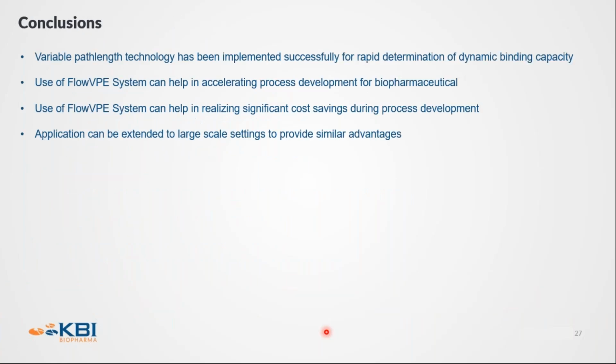To conclude, we have used variable path-length technology successfully for rapid determination of DBC for protein A resins. It has helped us accelerate the process development timeline, and at the same time, we have also realized significant cost saving. And we are exploring further applications to harness the power of this technology for future uses.